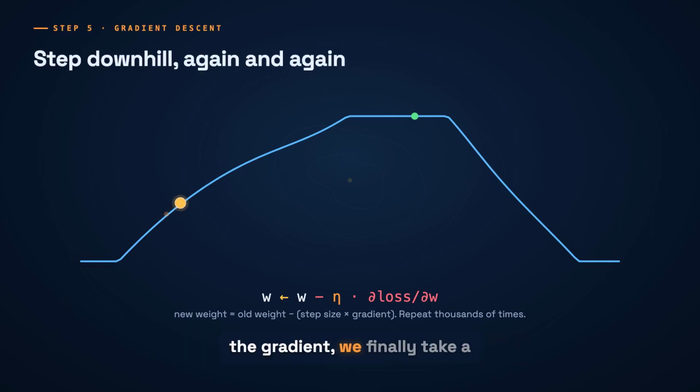Armed with the gradient, we finally take a step. This is gradient descent. The rule is beautifully simple. Take each weight and move it a little bit in the downhill direction. New weight equals old weight minus the step size times the gradient. Do this once and the loss drops a tiny bit. Do it again and again, thousands of times. Step by step, the network walks down the mountain and the error shrinks.